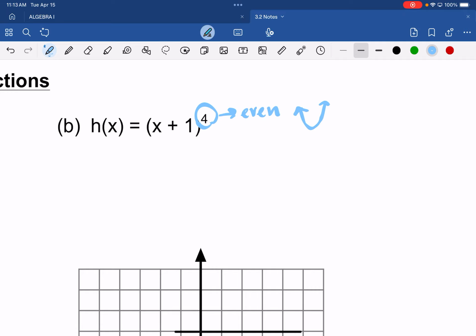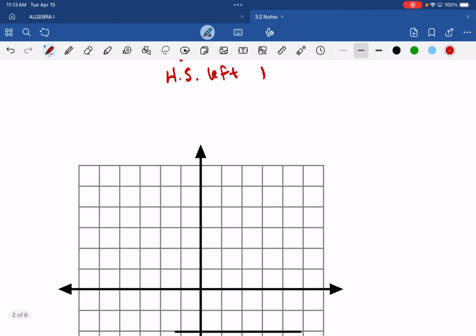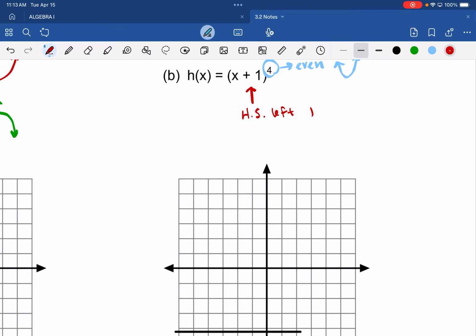Now let's talk about transformations for a hot second. I have a +1 inside with the x. What kind of a transformation is that talking about? Horizontal, left 1. Okay? Horizontal, left 1. So if I start at the origin, so here I'm starting, I'm going to go to the left 1.